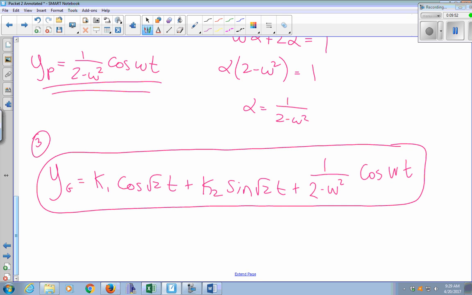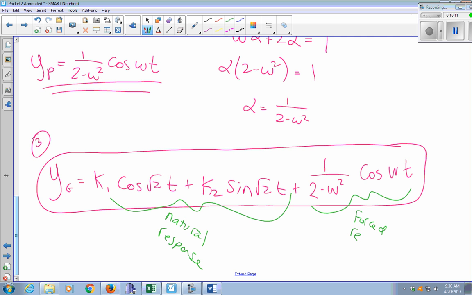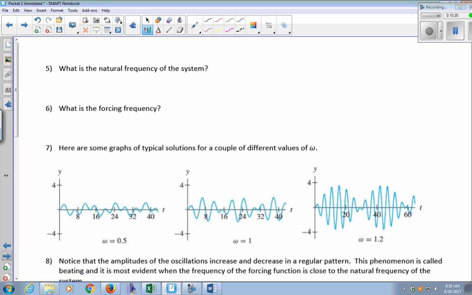Okay, so the homogeneous solution, this part is called the natural response. That's what would happen in the absence of forcing. And then this y particular, that's called your forced response. All right, so what is the natural frequency of the system?